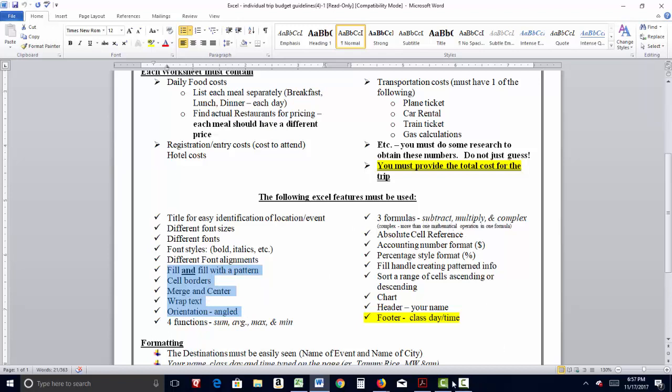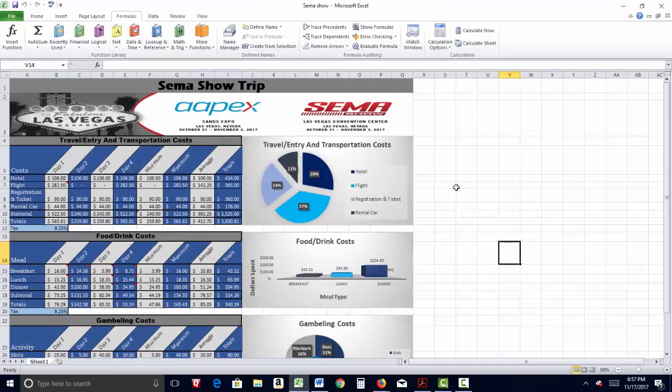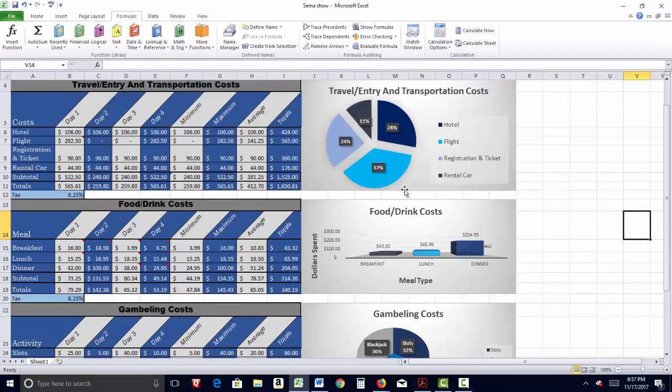So hold on a minute and let me get over here. This file is an example of one that was done by one of my students in the face-to-face class. And if you take a look at this, he's gone a little bit overboard. He got a lot of extra credit on this. But when you take a look at this, he has angled orientation right here. See how the titles are angled?